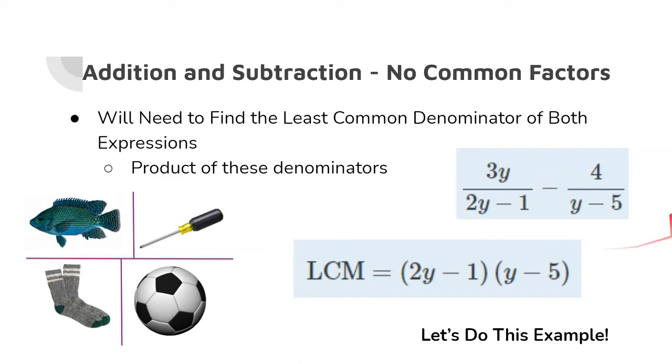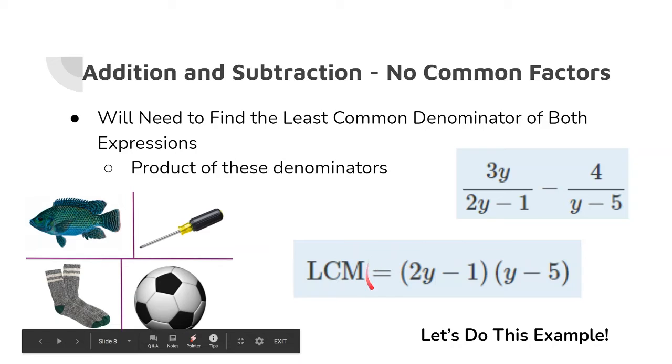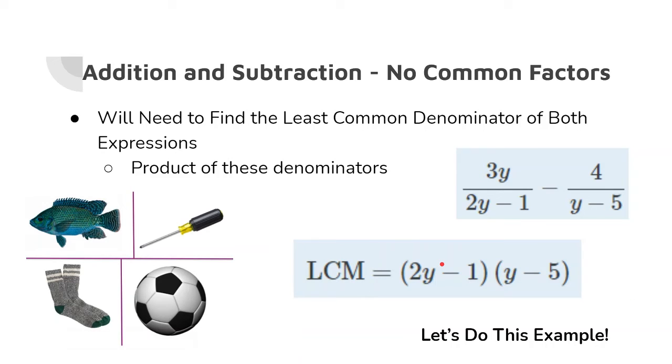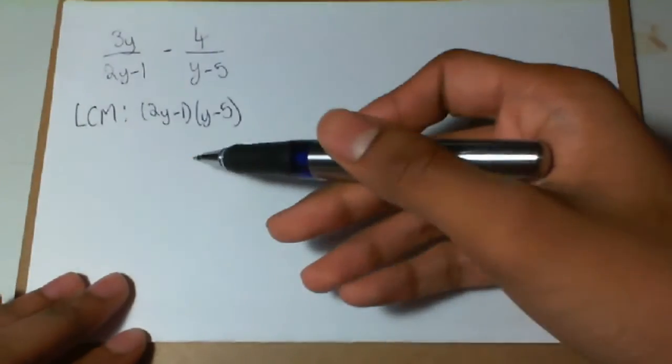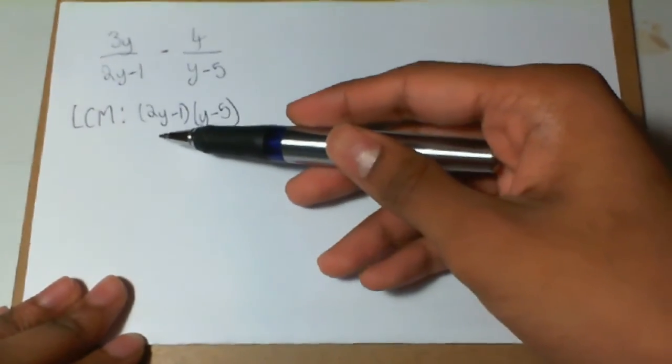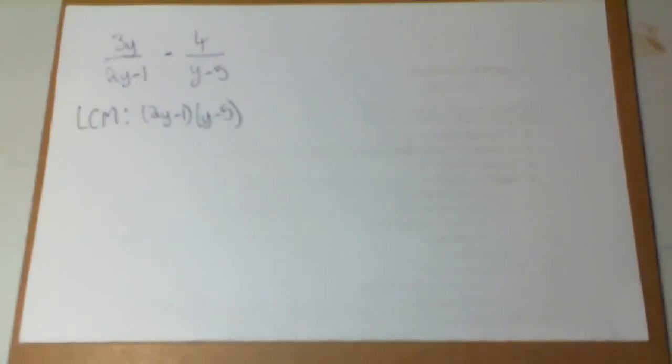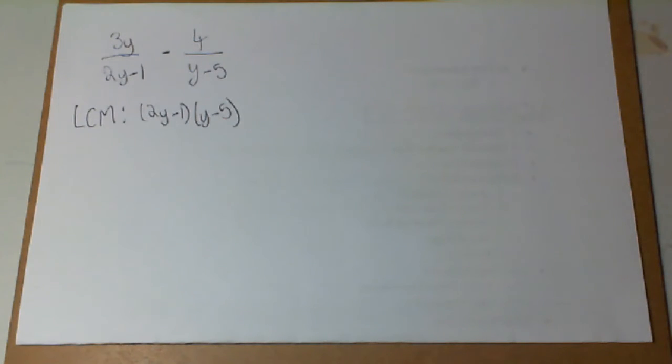So for example, look at this one: 3y over 2y minus 1, minus 4 divided by y minus 5. There is no common factor between these two, so we have to create our own by simply multiplying these two. And I'll show you how to do this within the example. All right, so here we have this example from the slides. I just wrote it down, and we figured out that the LCM will be the product of these two denominators, right? 2y minus 1 times y minus 5.